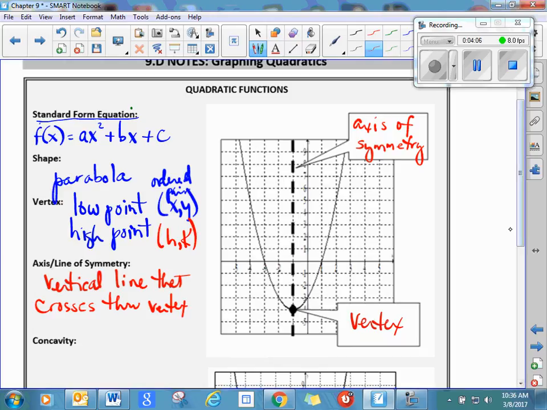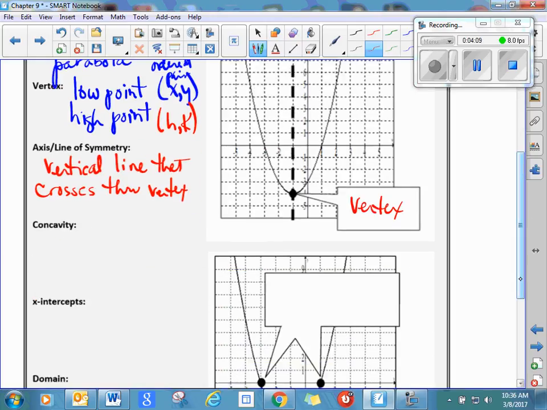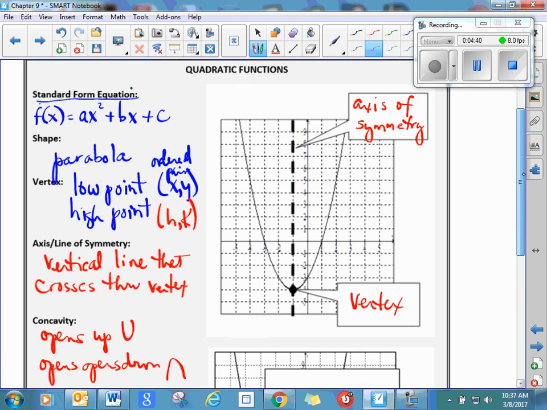Next vocab word is concavity. Basically, it's saying, does it open up or down? If it opens up, if it looks like this, we would say the concavity is opening up. So it goes like that in a U shape. If the concavity opens down, it's an inverted U, like a big fire ant mound. That's concavity.